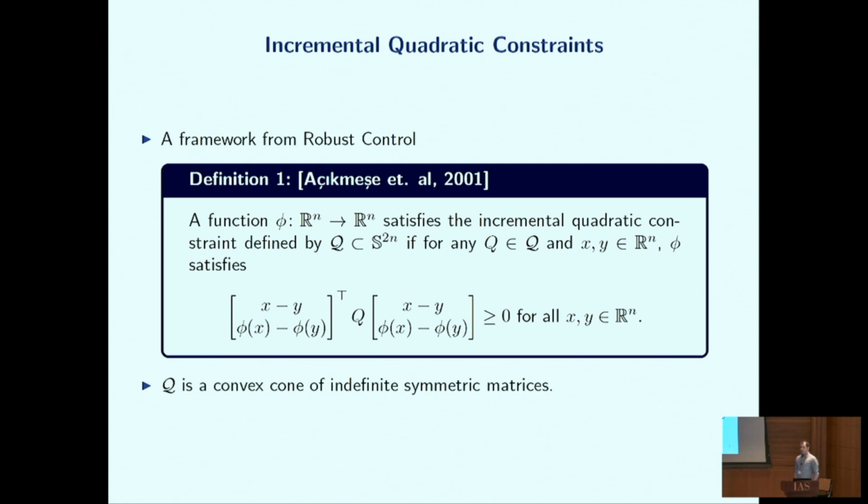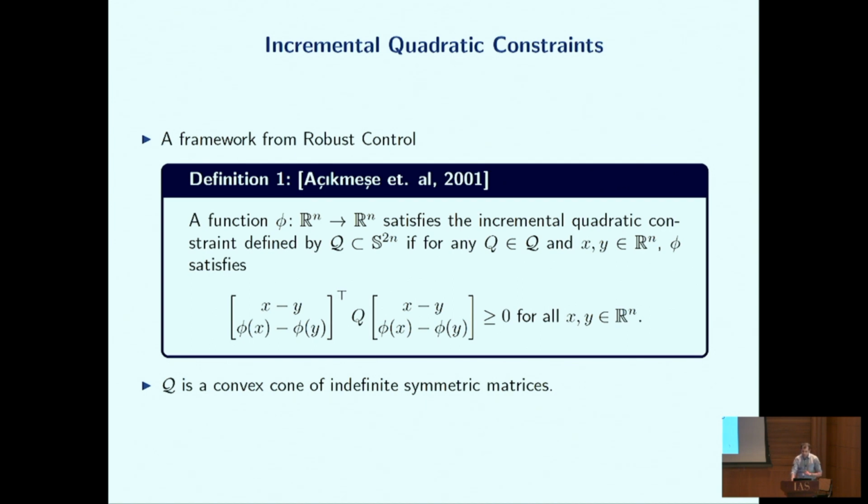So what makes this problem difficult? The presence of activation functions. In order to combat this difficulty, we use a framework from robust control, namely incremental quadratic constraints. Explicitly, given a nonlinear function phi from Rn to Rn, an incremental quadratic constraint is defined by a set of symmetric and indefinite matrices for which this quadratic inequality holds globally for all x and y. And by definition, this set of matrices is a convex cone. So this is the first step towards simplifying the problem of estimating the Lipschitz constant.